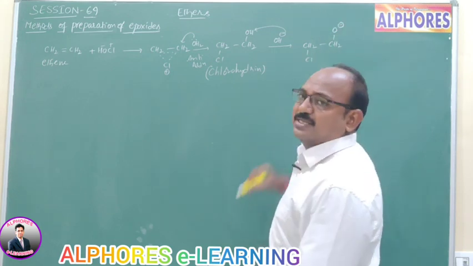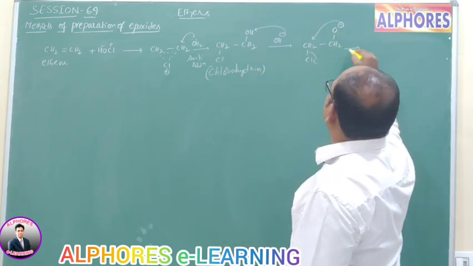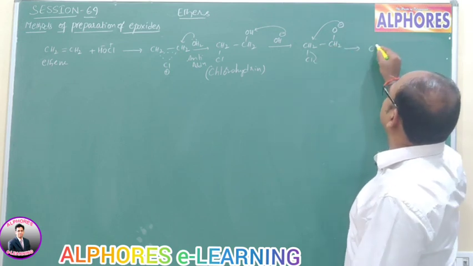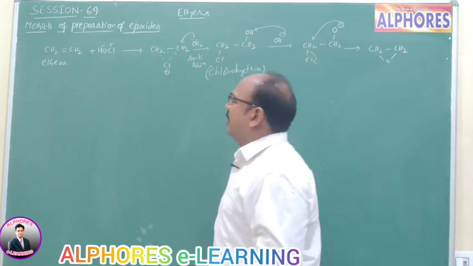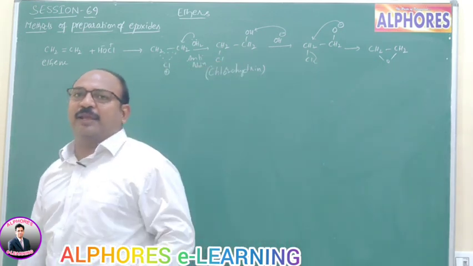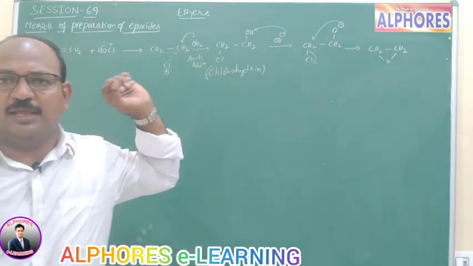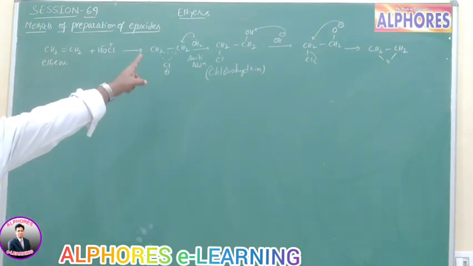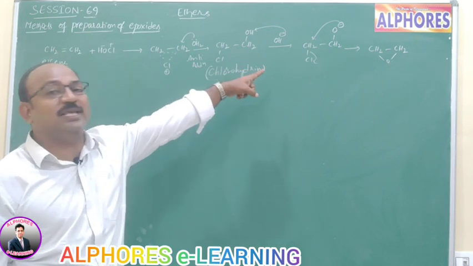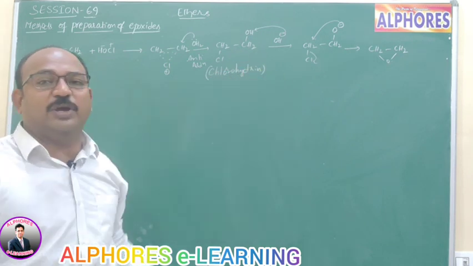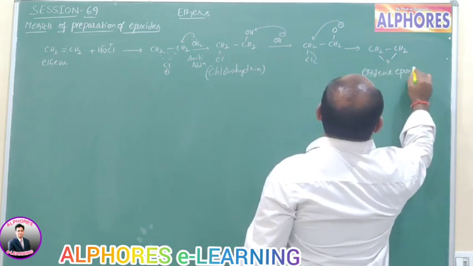Since this O minus and Cl are anti-periplanar with respect to each other, the O minus displaces Cl, and this is nothing but CH2, CH2 in a ring. That means we can prepare epoxides by treating halohydrin with alkali. The base reacts with the halohydrin to give the oxide ion. That oxide ion displaces Cl minus, and we get ethylene epoxide.